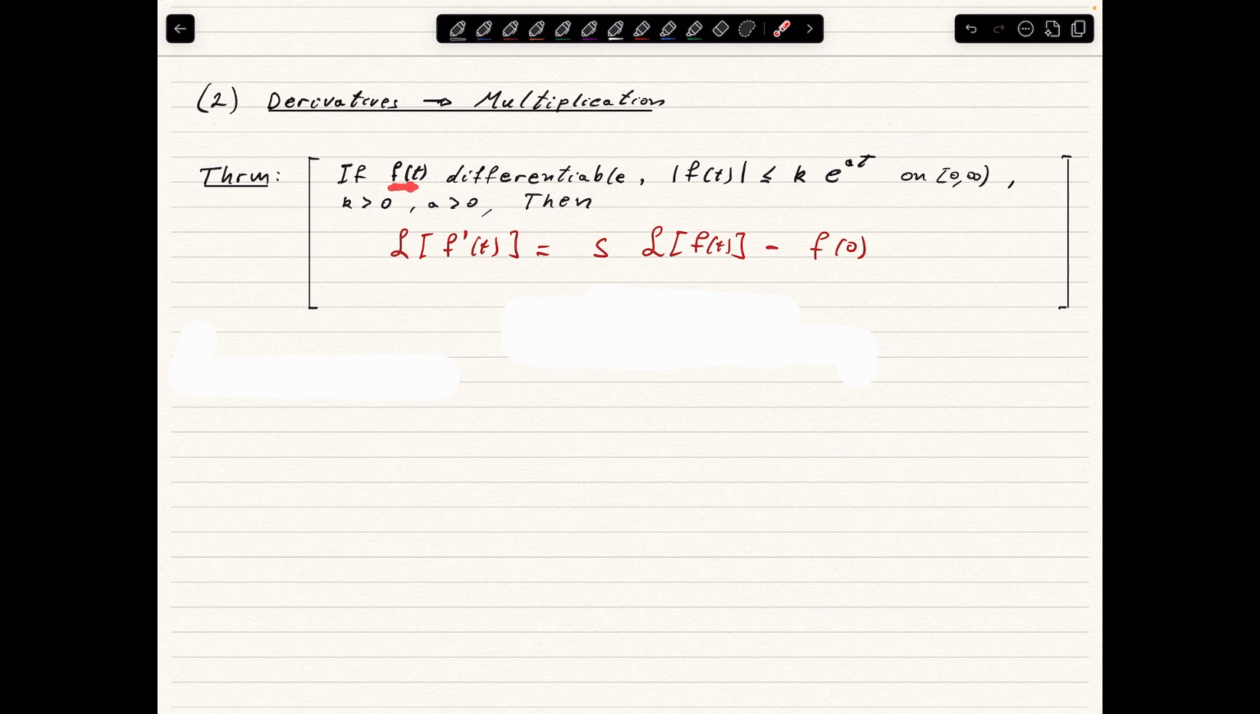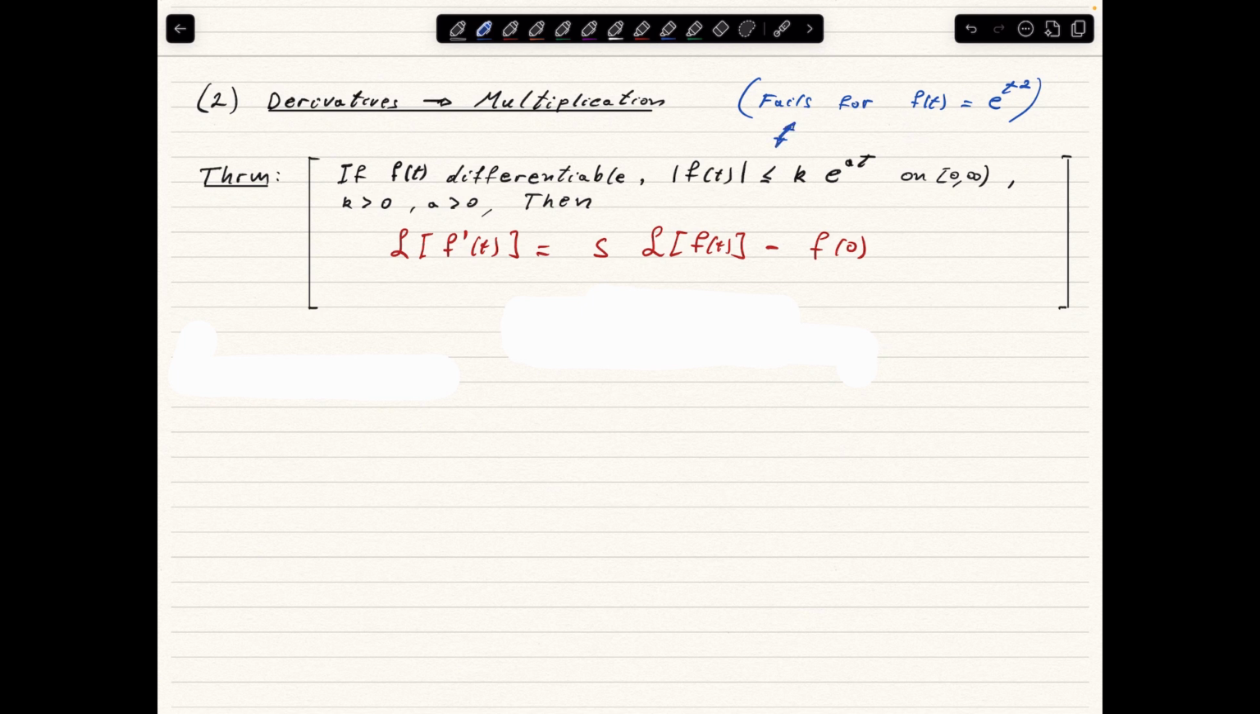Suppose we have a function f of t that is differentiable and is bounded by an exponential. We need this property on the function f, so the Laplace transforms are well defined. There are many functions where this is not true. For example, it fails for f of t equal to an exponential of, let's say, t squared. Well, that property is not going to be true then.